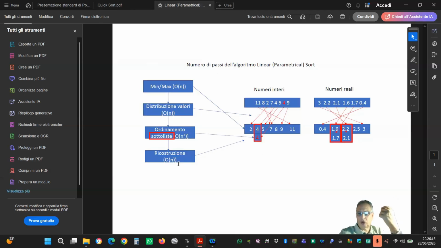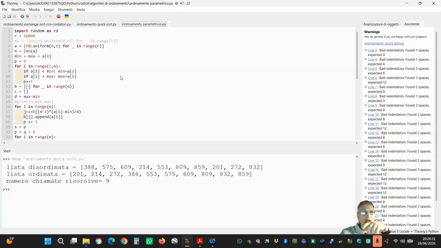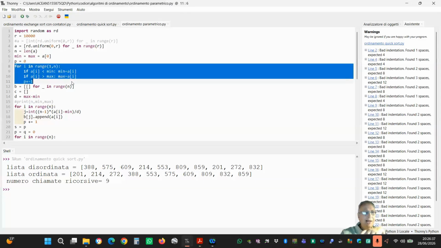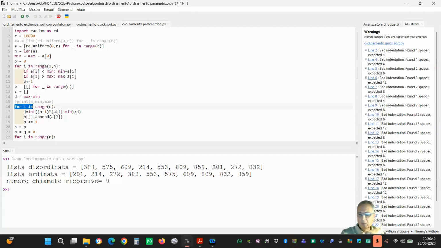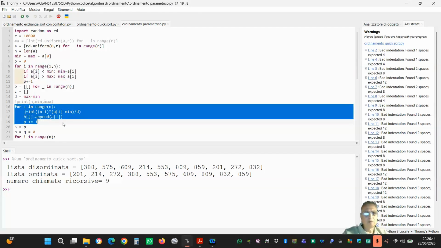We have the algorithm divided into 4 steps, of which 3 steps are linear and 1 step is quadratic, but this quadratic step only occurs in a few sporadic cases. That's why if we look at our parametric sorting algorithm, we see that there is first the calculation of the minimum and maximum, the distribution of the values in this format, and then the reconstruction.